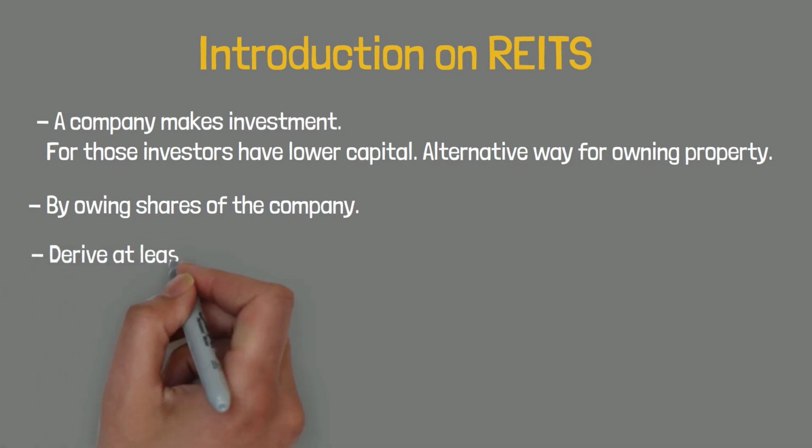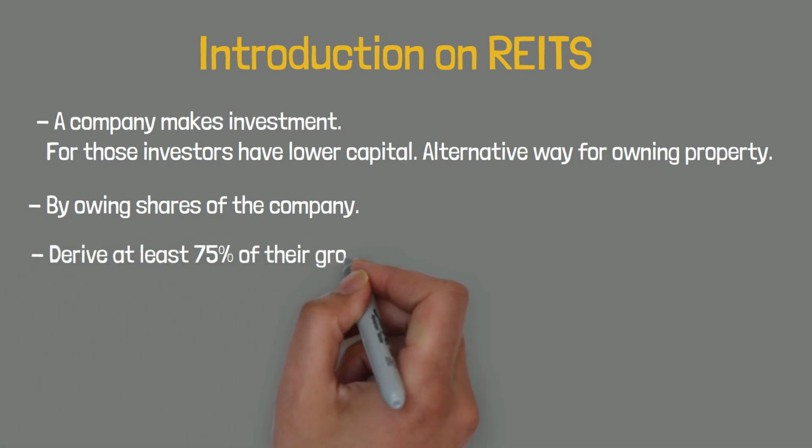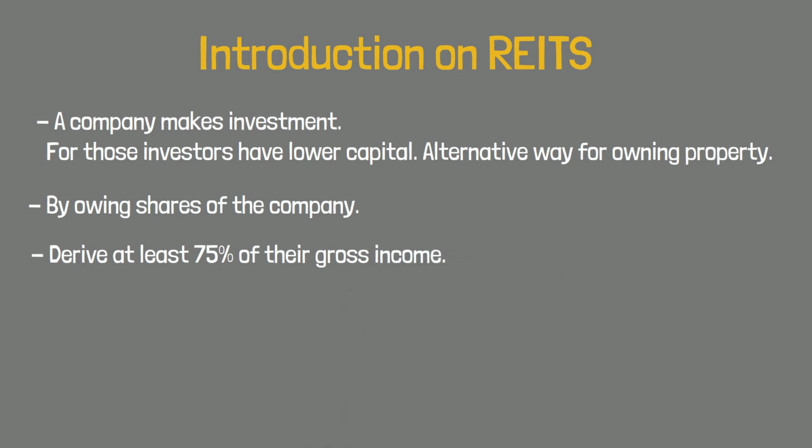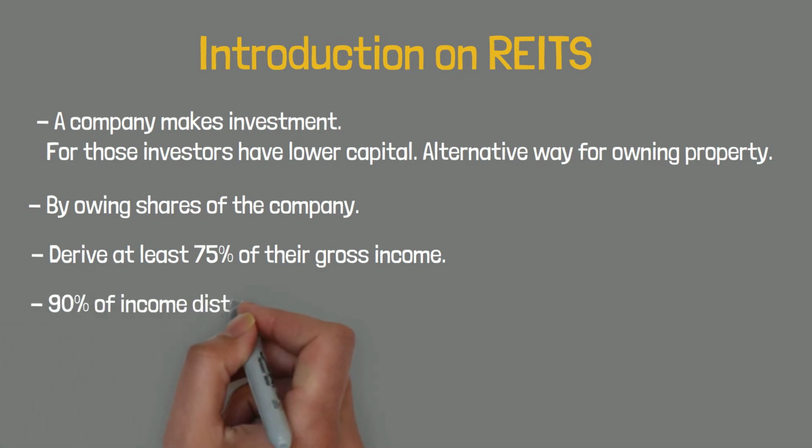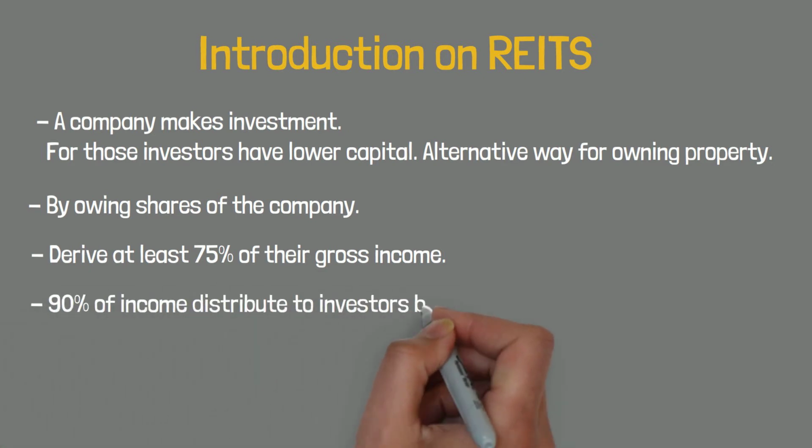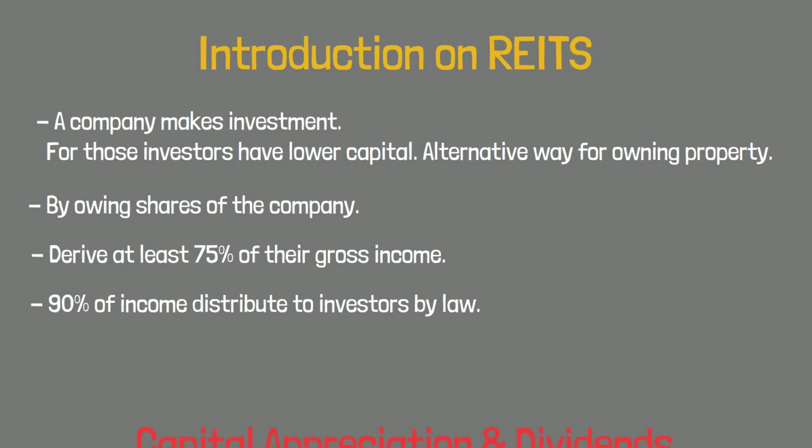REITs are required to derive at least 75% of their gross income from real estate related sources and invest at least 75% of their total assets in real estates. REITs are also required to distribute at least 90% of income earned from real estate investments to the investors by law. Real estate has two ways of generating the long-term returns, which are capital appreciations as well as regular income through dividends. Now, let's talk about how do REITs work.